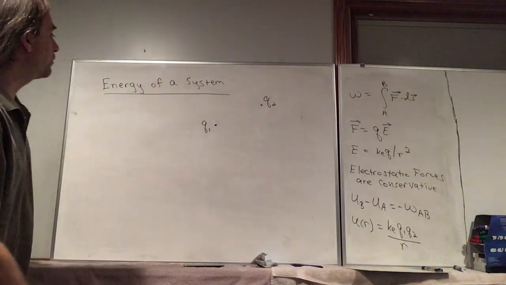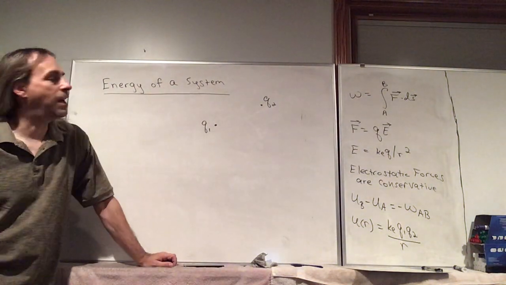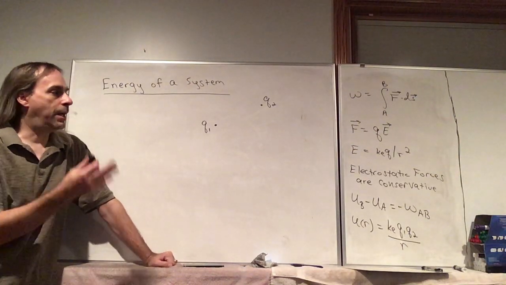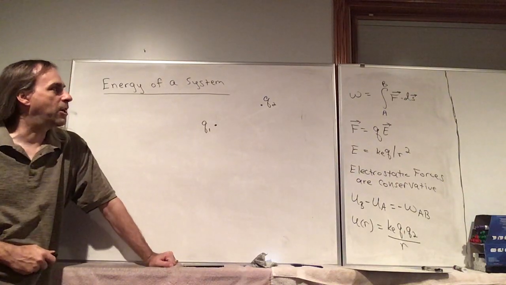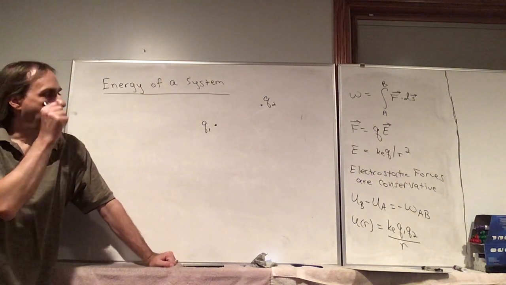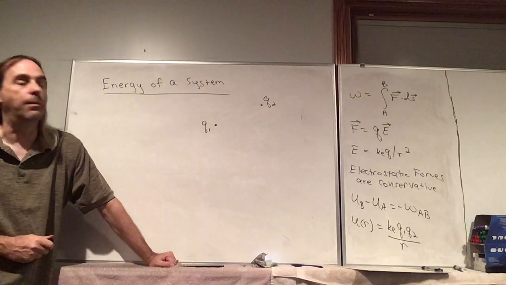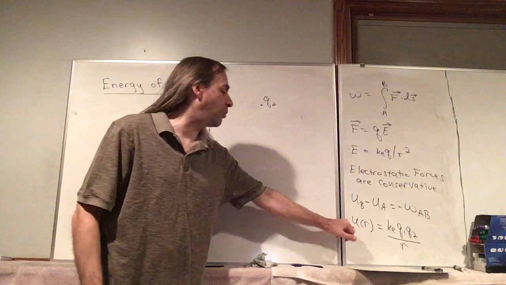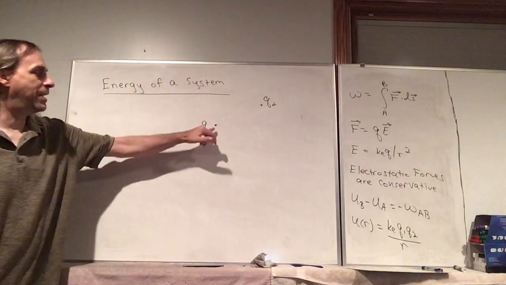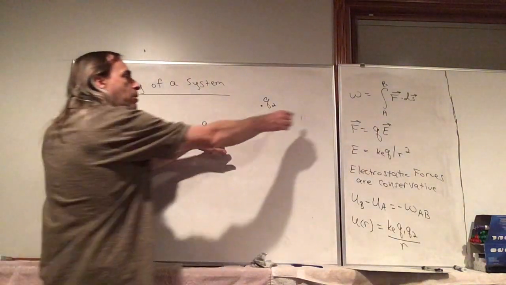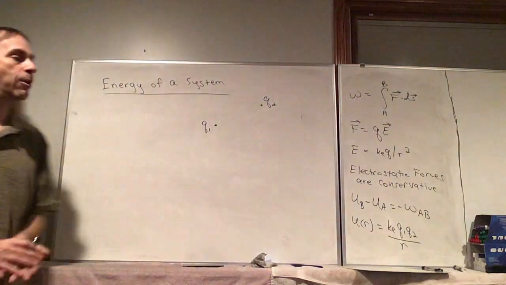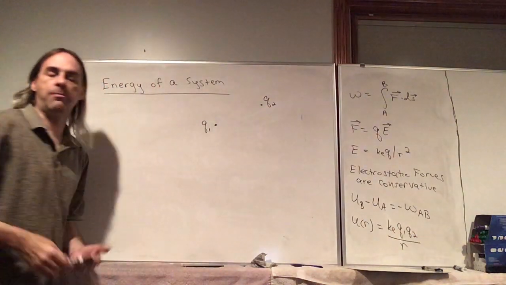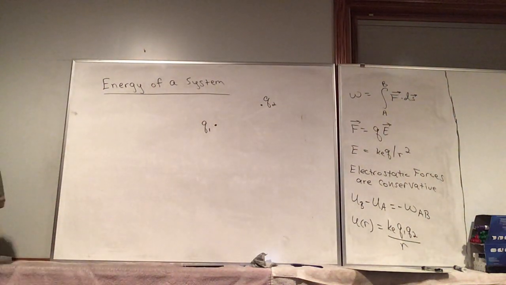Alright, hello class. Okay, so we're going to talk about the energy of a system. And we have to be clear what a system is. There's different ways you can define a system. And in the problem we did before, we found the potential energy function. And we considered Q1 to be fixed and Q2 could move around. And it moved from some point and ended up at another point, but Q1 was fixed.